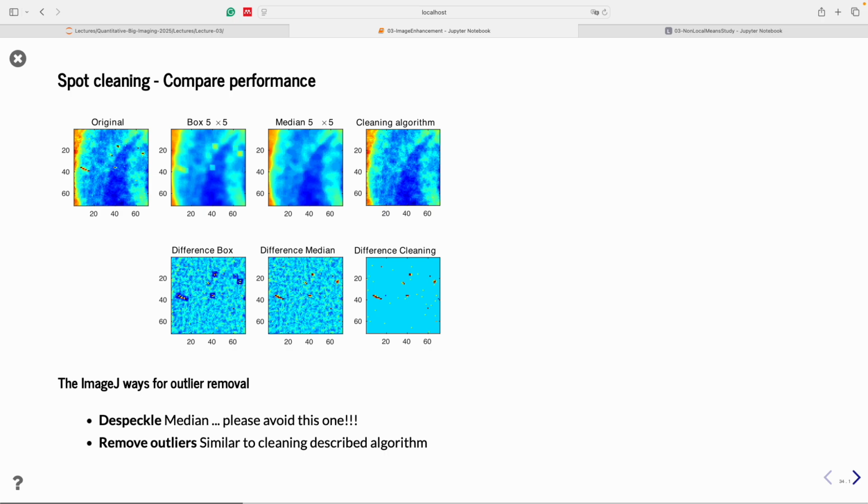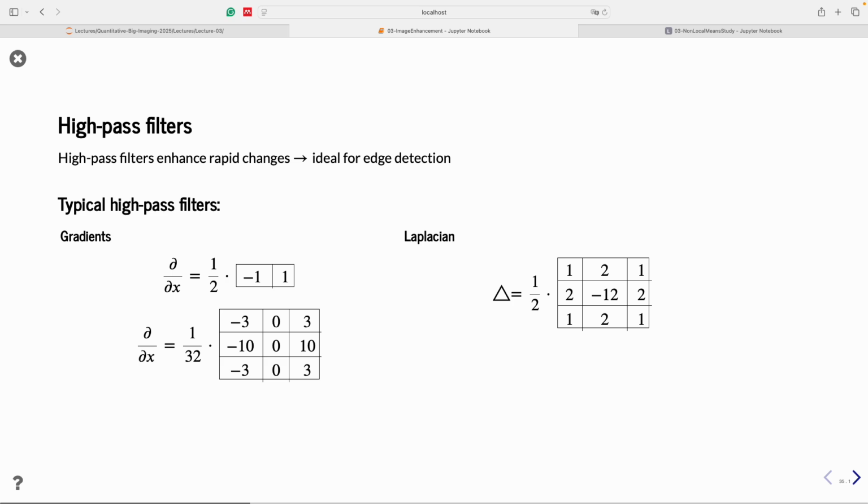I don't know if any of you are using the tool ImageJ, which is a pretty nice tool for initial analysis to do some exploring of the data. Some people even use it for mass production because it allows some scripting. For outlier removal, it has two options: despeckle and remove outliers. Despeckle is in principle the median, so I recommend not using it. Remove outliers is a variation of the algorithm that I showed here, with minor changes, but the principle is the same. So that was it about the low-pass filters.